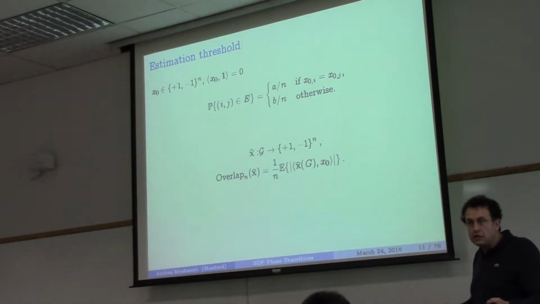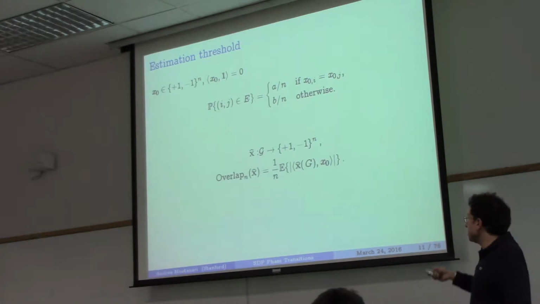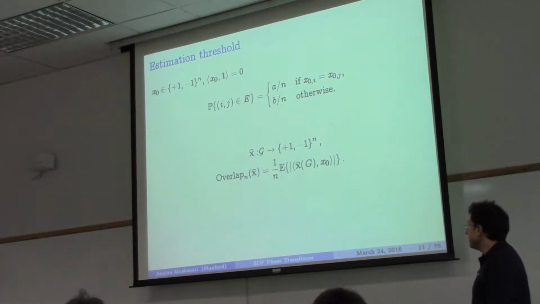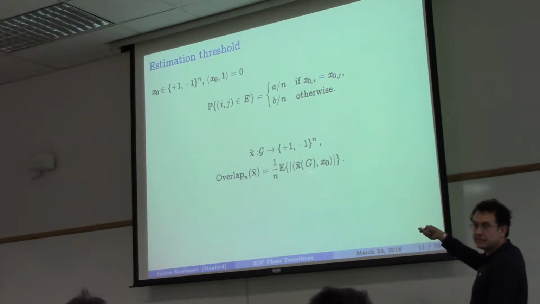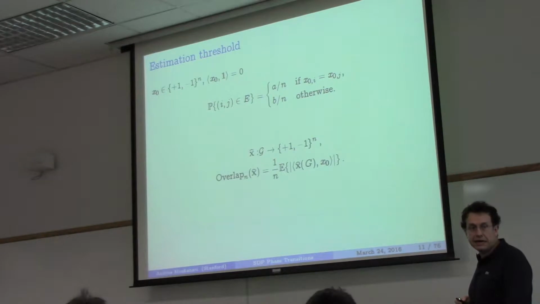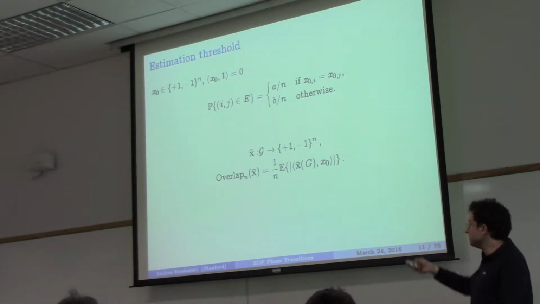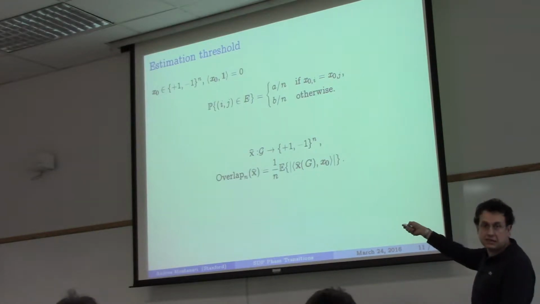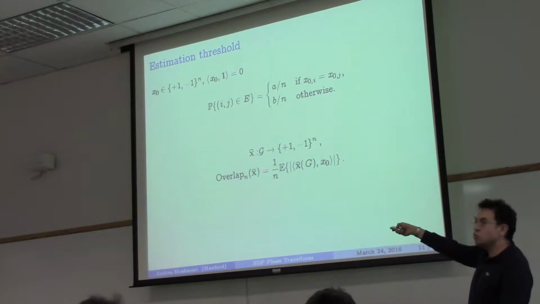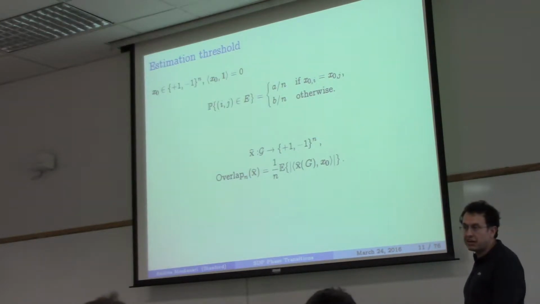And how do I quantify the value of such an estimator? I compute a quantity called the overlap. I take the scalar product of x hat times x0, then take the absolute value, then take the expectation, normalized by n. Okay? So let's check that this makes sense. If I use the perfect estimator that returns x0, this is n, and so this is 1. So the maximum overlap is 1.